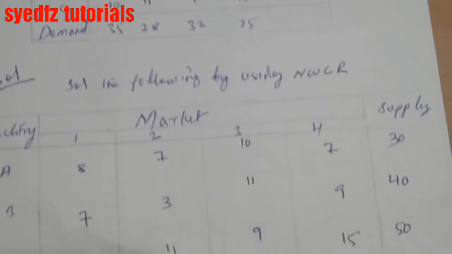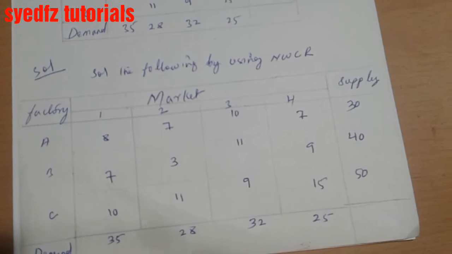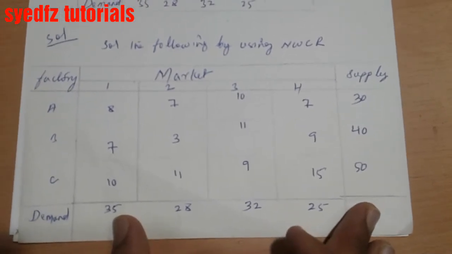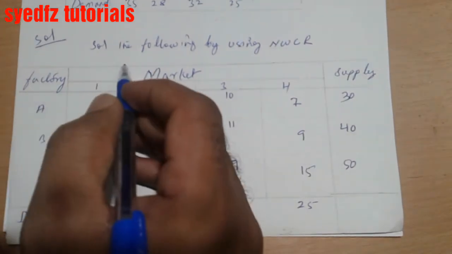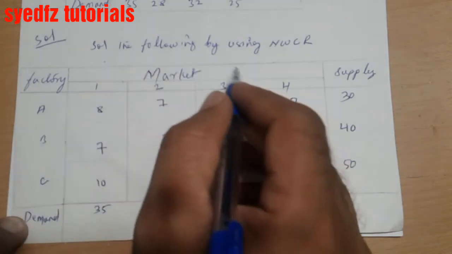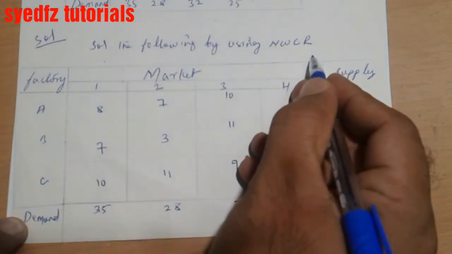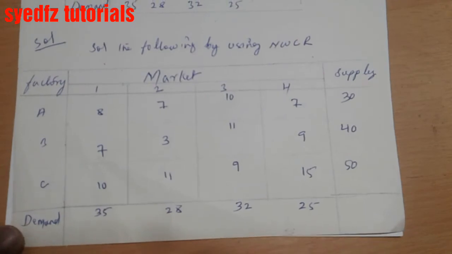This is a table I have already prepared here. Let's find the solution by solving the following using the northwest corner rule. This is the table which I have already made. Now let's start the allocation process.